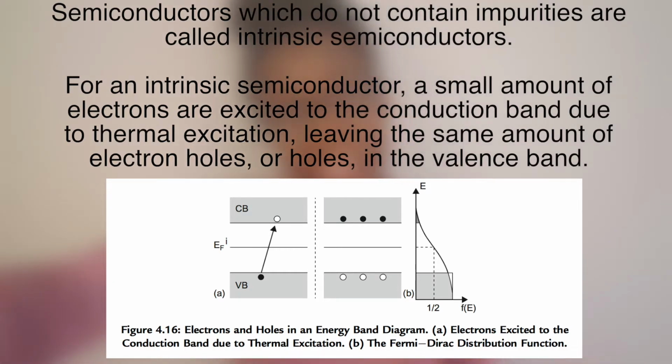But to know the probability that an electron occupies a state at a given energy, we use the Fermi-Dirac distribution function, which is related to the Fermi level. This level indicates how electrons are distributed in an energy band diagram.